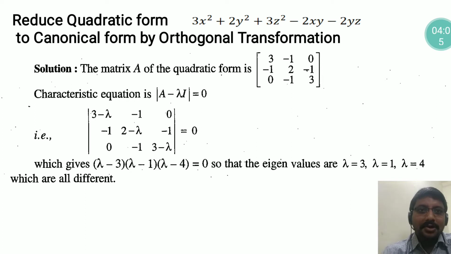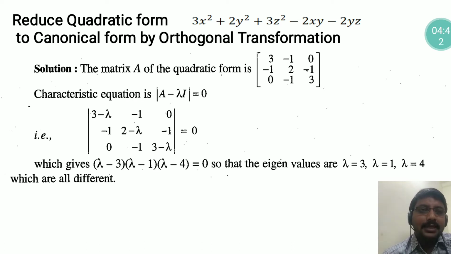Problem: reduce the quadratic form. The given quadratic form has three variables x, y, z and each and every term has degree 2. So it is a quadratic form. Now we have to reduce this quadratic form to canonical form by the use of orthogonal transformation. So the matrix A associated with the given quadratic form is the matrix with rows 3, minus 1, 0; minus 1, 2, minus 1; 0, minus 1, 3.